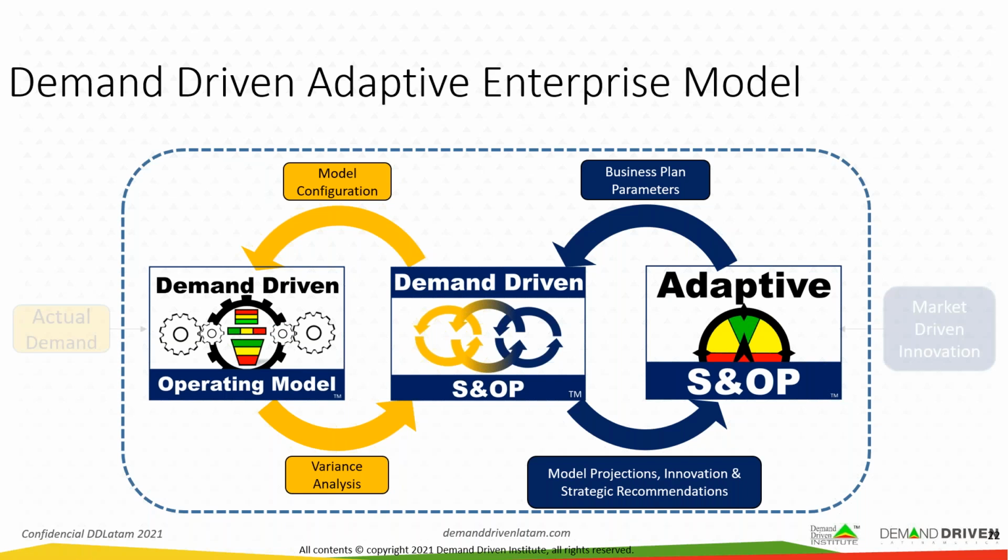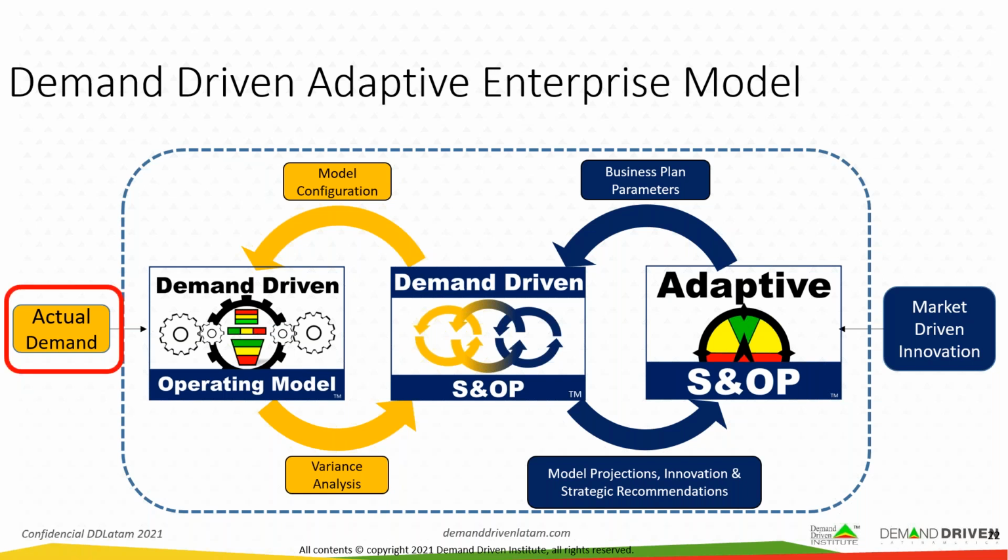So the demand-driven adaptive enterprise model, I love listening to the discussion. They say, is it left to right or right to left? Well, it's both. Is it outside in or inside out? Both. So it allows us to connect actual demand to the resources that we have, while at the same time driving forward to the strategy of where the company wants to go through the innovation in the marketplace.